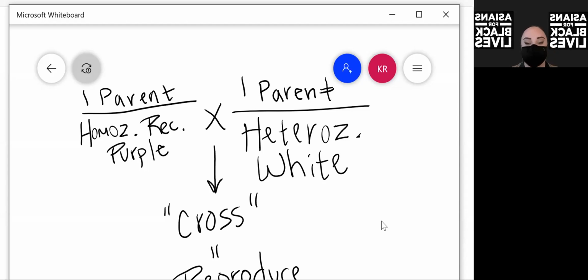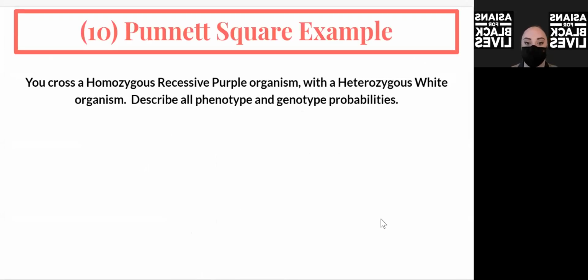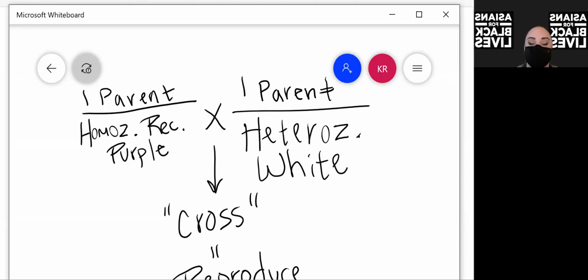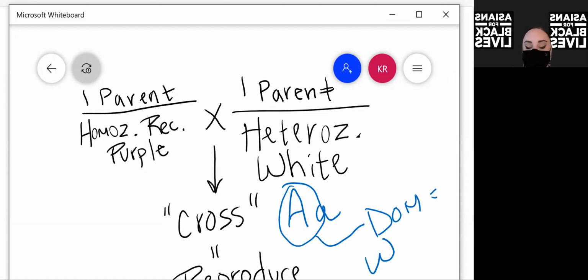So if it is heterozygous, that means that there is a capital letter and a lowercase letter, right? And if it looks white, that means it looks like the dominant trait. So if white is dominant, then purple must be what? Recessive. Okay, they also tell you that here. And so to be homozygous recessive and purple, I would be 2 lowercase letters.